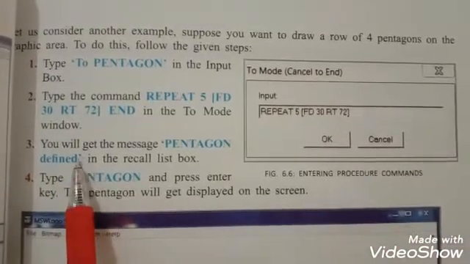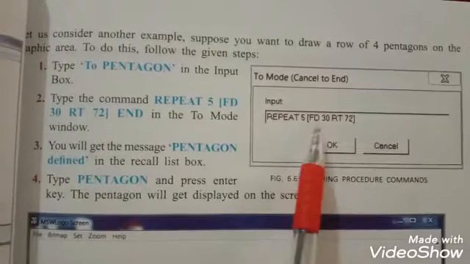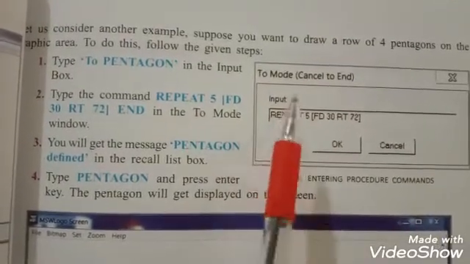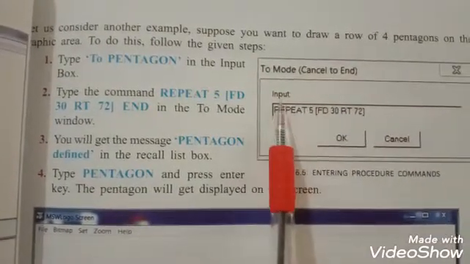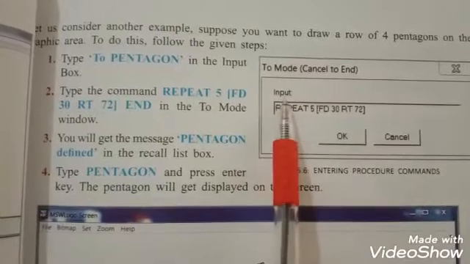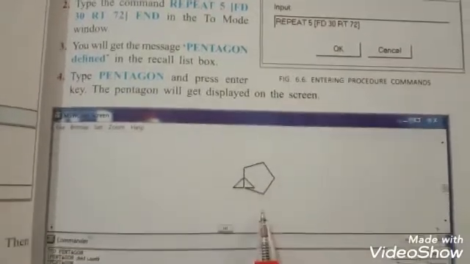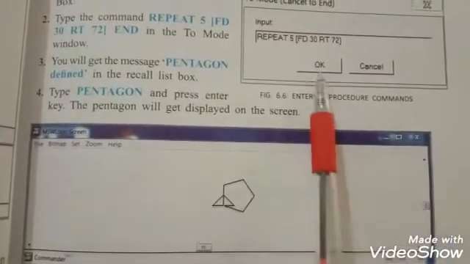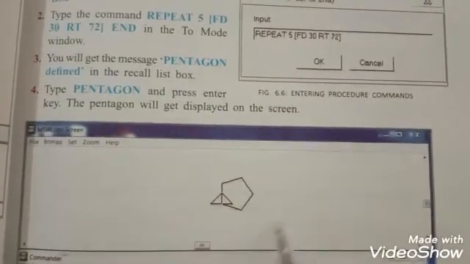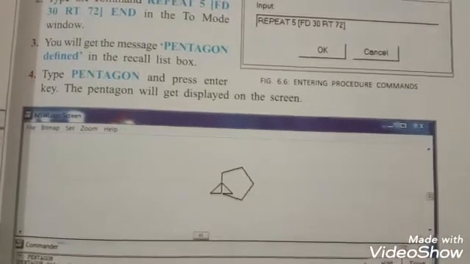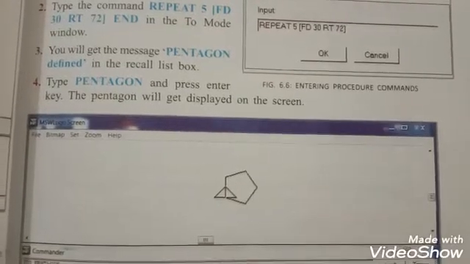Another example of how to execute a program. For pentagon, follow the given steps. Type the command. Input box will appear. Type the command in the input box and click OK. After defining the pentagon, type pentagon and press enter key. The pentagon will get displayed on the screen. Similarly, we performed this procedure in the previous figure.